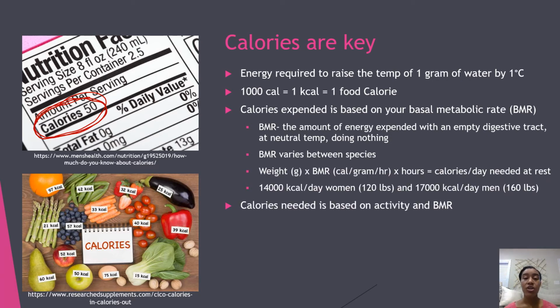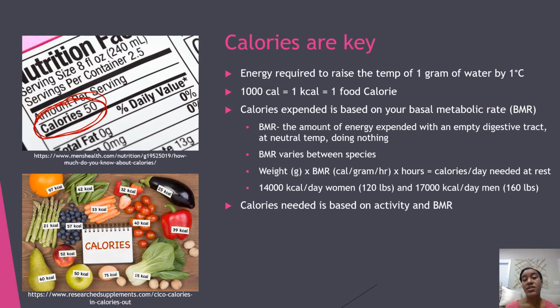To calculate your BMR, you would take your weight. To calculate the amount of calories you need to consume each day, you should calculate your weight times your BMR times the number of hours in the day. And when you do this calculation, that'll give you the amount of calories you need every day at rest. Now, the amount of calories you need will fluctuate based on your activity. So for an average female in the United States that's 120 pounds, they, at rest, need approximately 14,000 kilocalories to survive. So if that woman is just at rest all day, then that's sufficient.